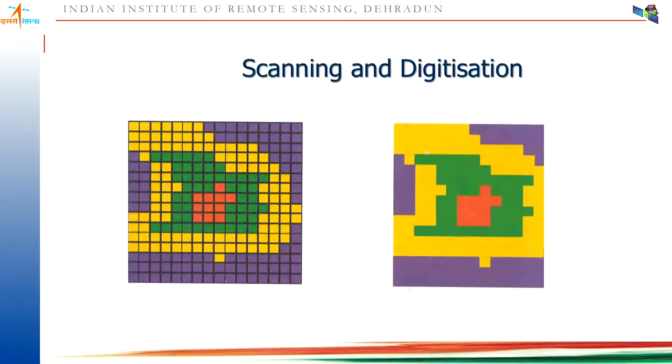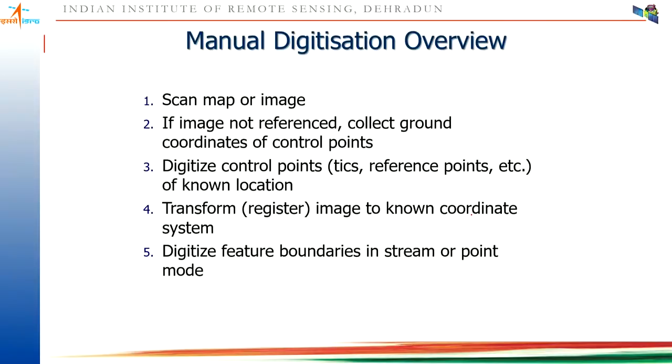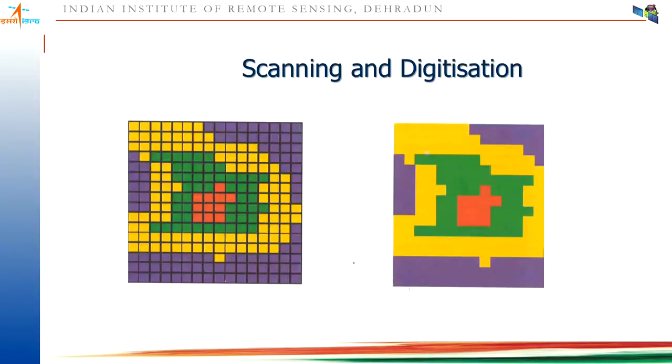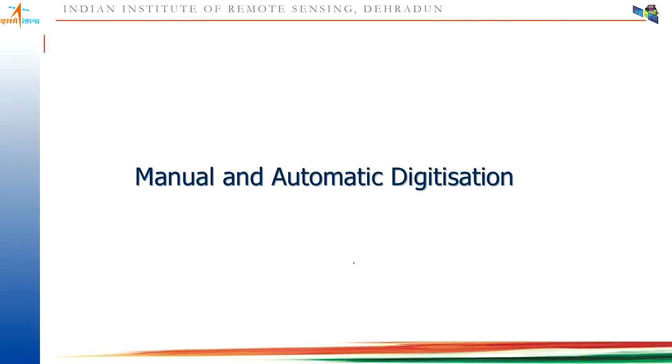So what I have shown you here is manual digitization, and what we are discussing here is when you want to digitize the boundaries. There are two ways: one is stream and point, which we'll discuss later. Another way is you can have the computer do this task for you automatically. If the computer is doing it automatically, it's called automatic digitization, and if you are doing it manually using a mouse or any other inputting device, it's called manual digitization. We will now discuss in detail how this digitization actually takes place in GIS.